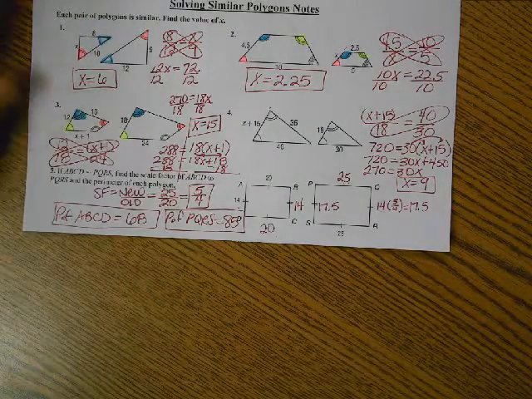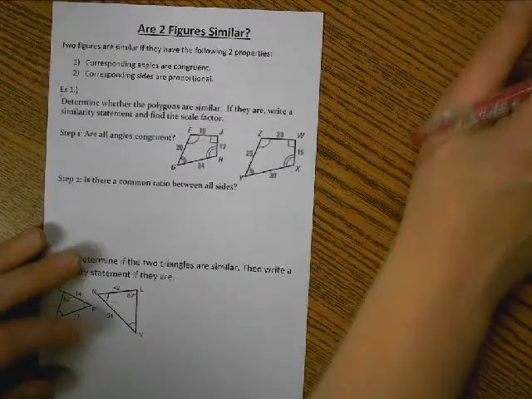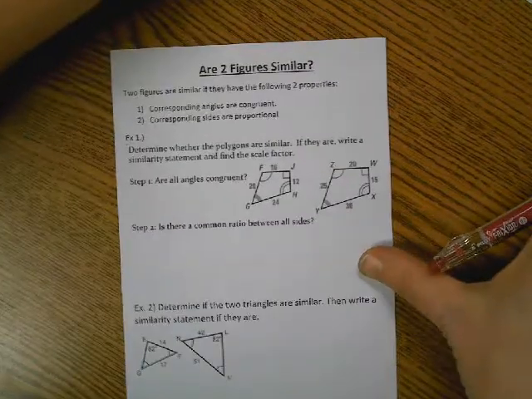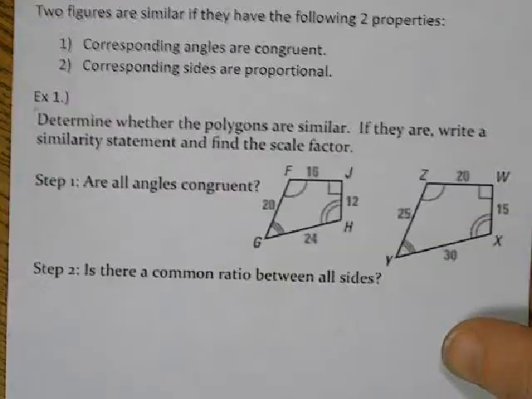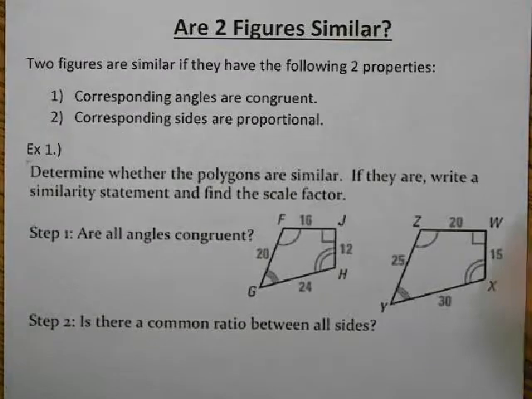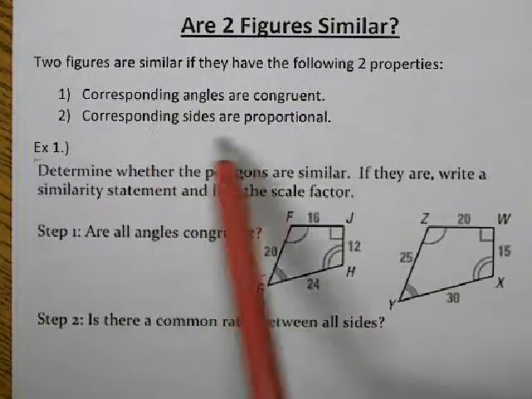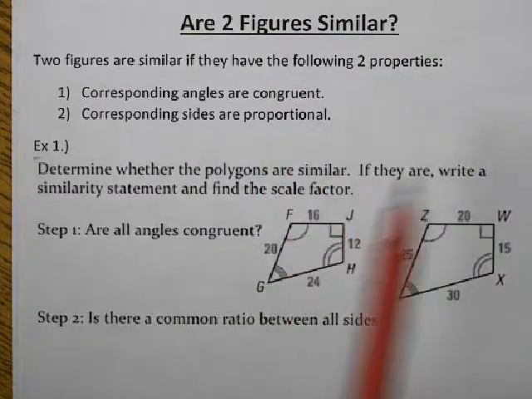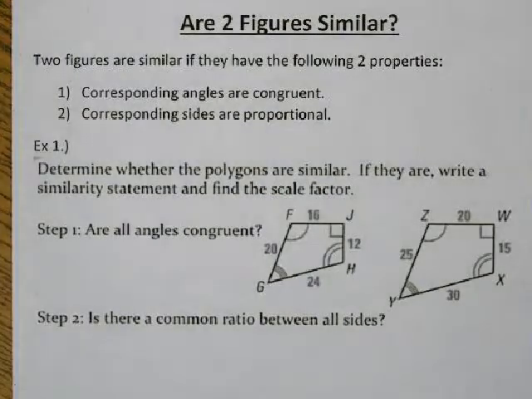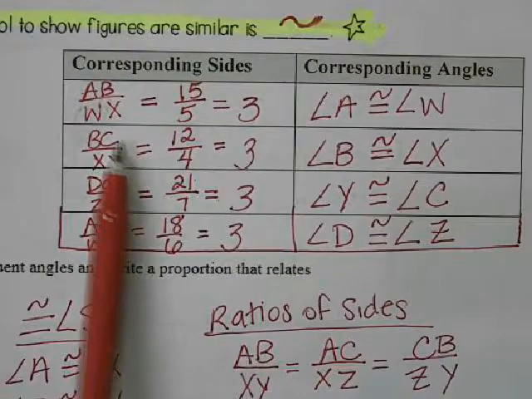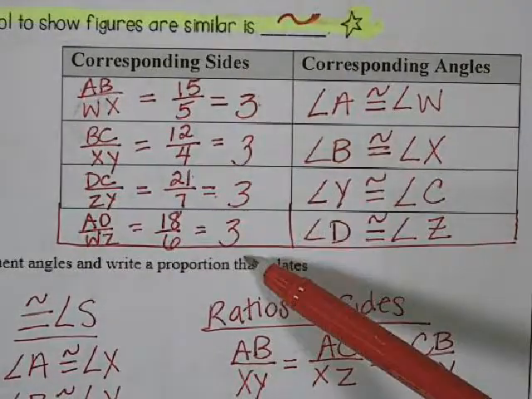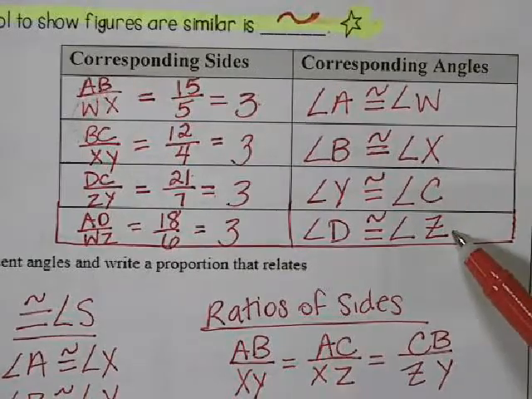Alright, the last thing we need to decide is, are two figures similar? So, to figure out if two figures are similar, we have to make sure that it satisfies both of the rules. And both of the rules are that the corresponding angles are congruent and the corresponding sides are proportional. Just like we talked about on the last lesson, where you said, here are all of my corresponding sides, and their ratios are all 3, and all of my angles have to be congruent, just like so.